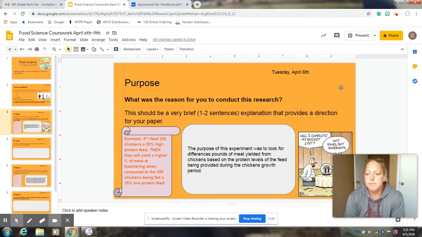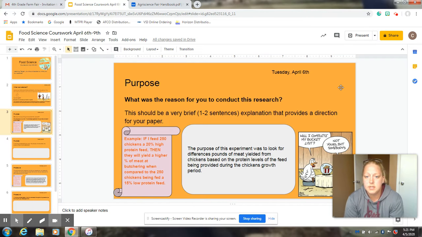So our first paragraph in our abstract is going to be explaining the purpose of why we conducted this research. I put an example in here of the chickens that we used last week. So our thesis was, if I feed 250 chickens a 20% higher protein feed, then they will yield a higher percent of meat at butchering when compared to the 250 chickens being fed a 15% lower feed. So I need to tell someone, why was this information important? Why did I feel like I needed to study it? And so I wrote out the purpose.